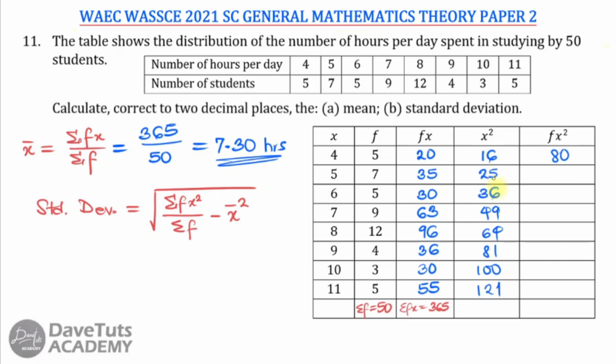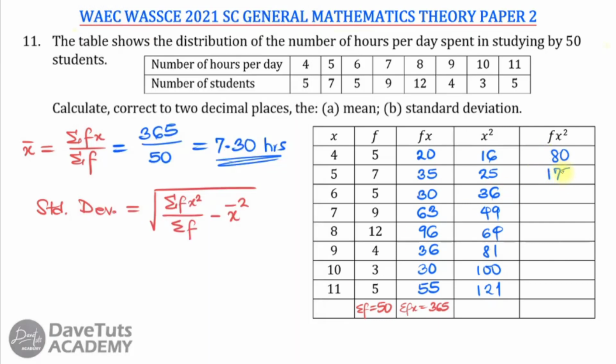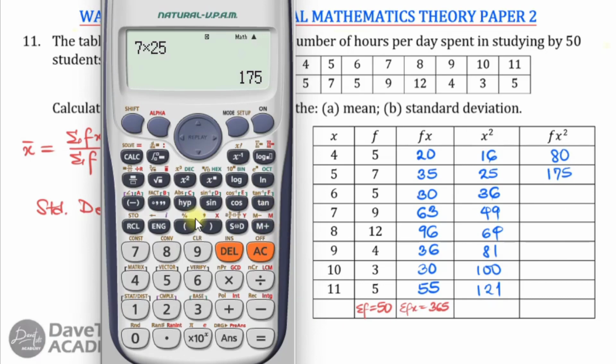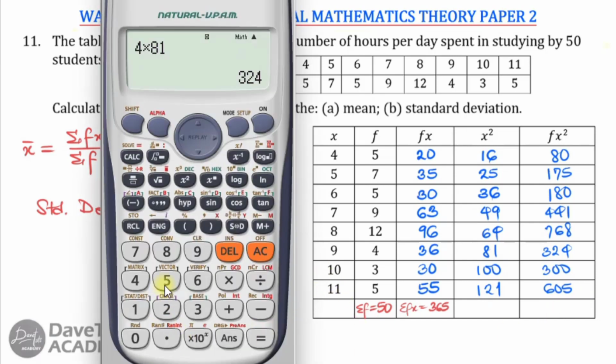Then 7 times 25, let me just bring in my calculator. 7 times 25 is 175, and then we just do that for each of those other ones. 100 times 3, that's 300, and then 5 times 121, that will be 605. Okay, so if you are not sure, you can check that. 5 times 121 is 605.